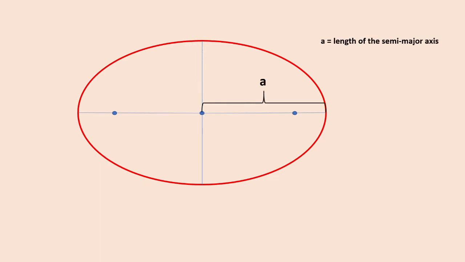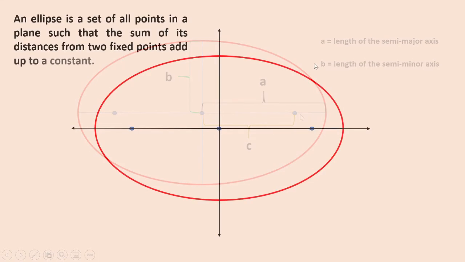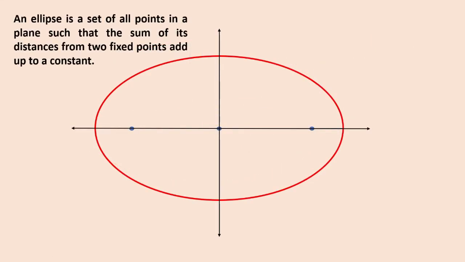Let us say that a is the length of the semi-major axis, b is the length of the semi-minor axis, and c is the distance from the center to a fixed point. An ellipse can be defined as a collection of all points in a plane such that the sum of its distances from two fixed points add up to a constant.